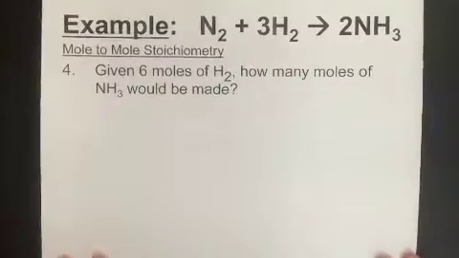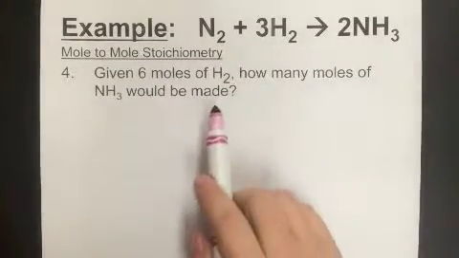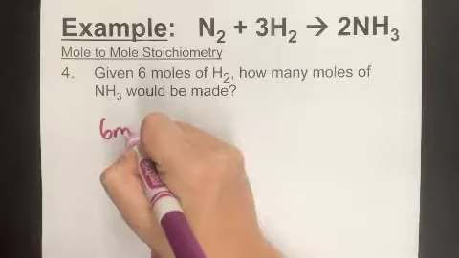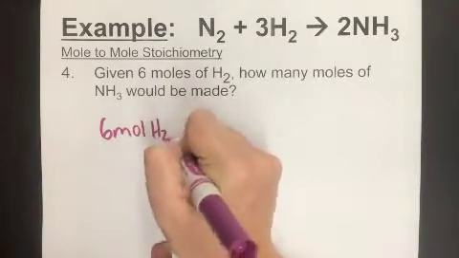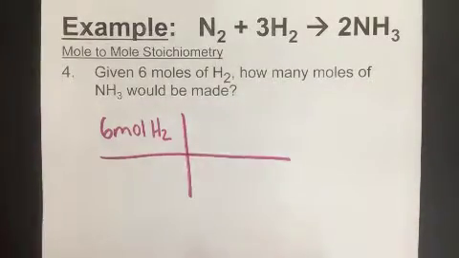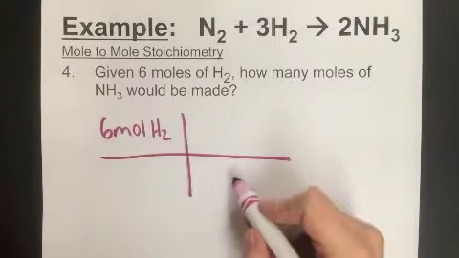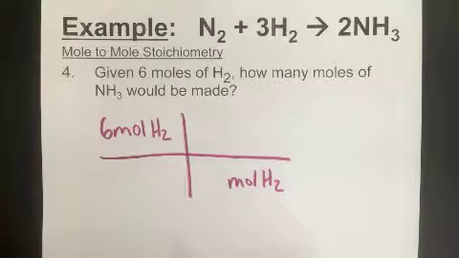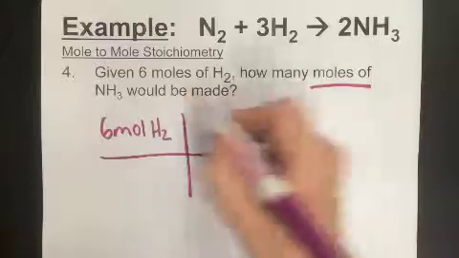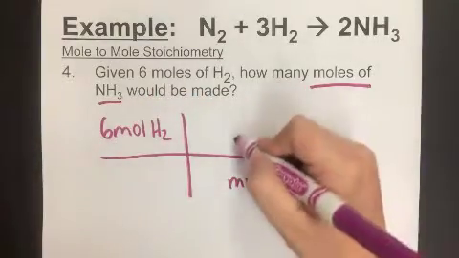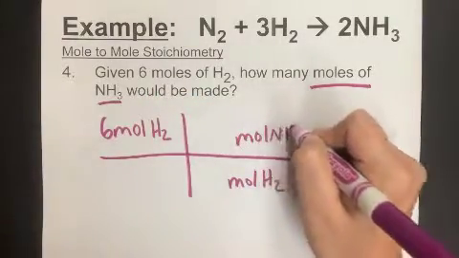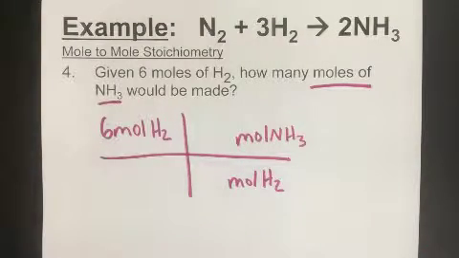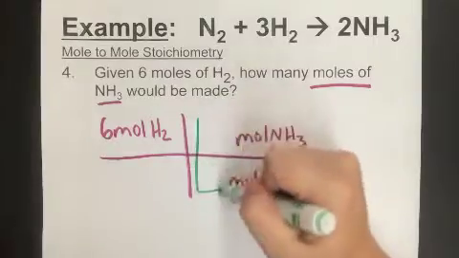Okay, so this time you're given 6 moles of H2, so 6 moles of H2, and draw your table. We have 6 moles of H2 on top, so we're going to put moles of H2 on the bottom. What is the question asking for? That always goes on top, so it's asking for moles of NH3 this time. So we're going to put moles of NH3 on top.